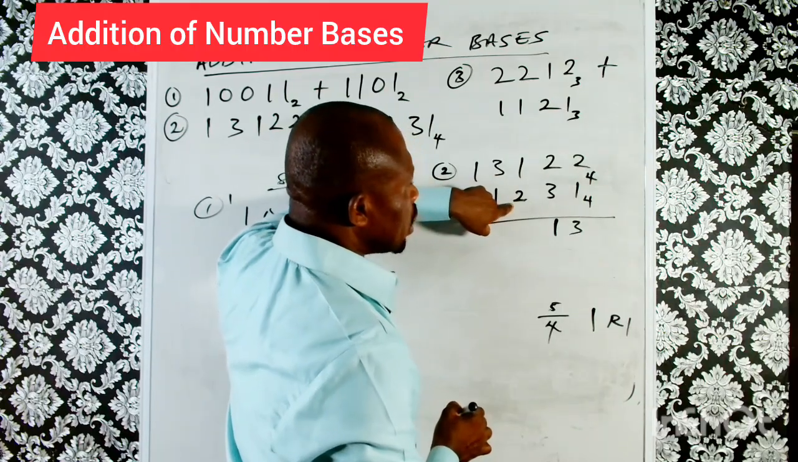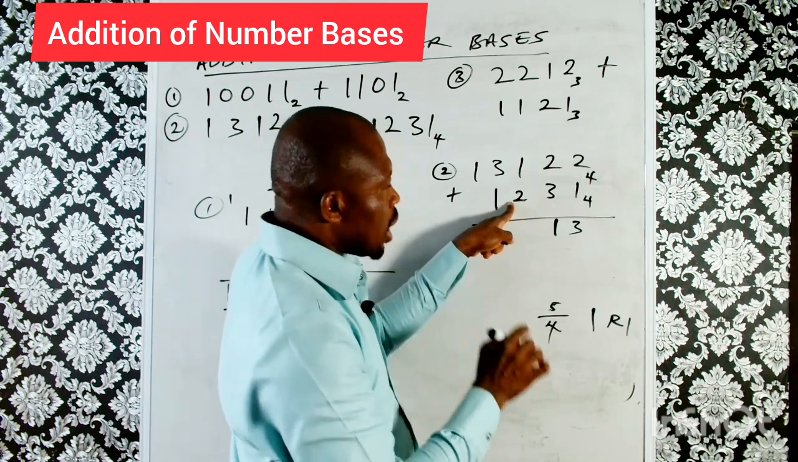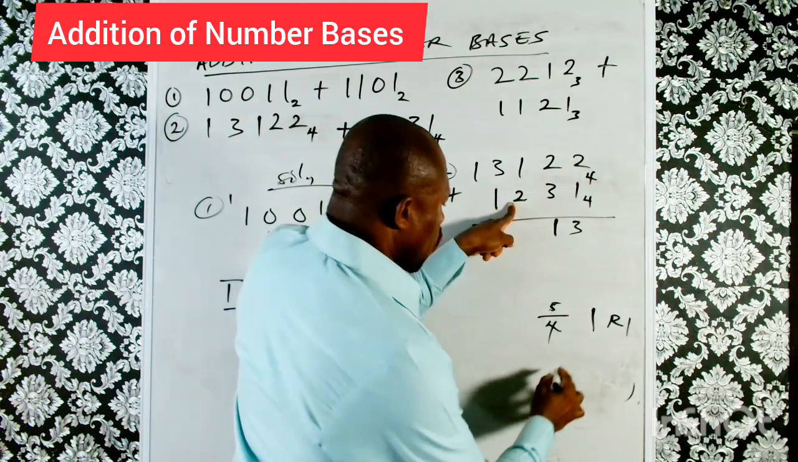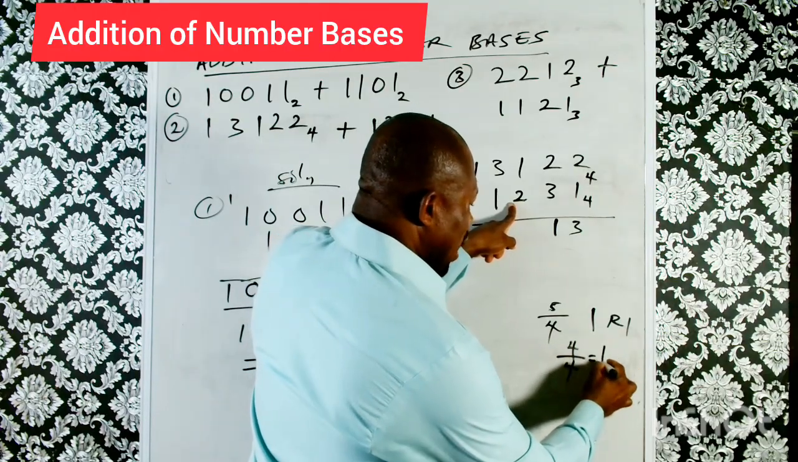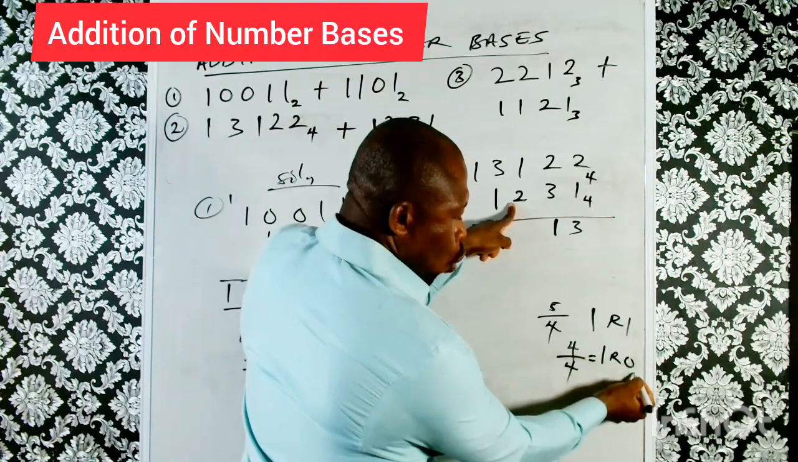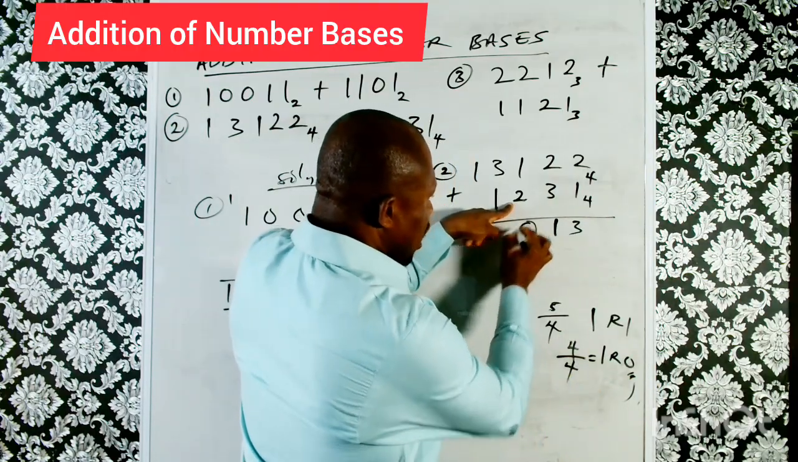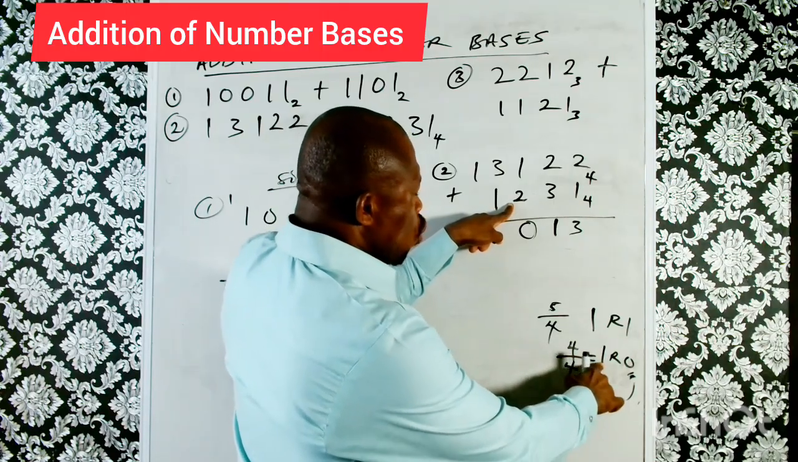2 plus 2 will give us 4. Now, this 4, we're operating with base 4. Since we're operating with base 4, we now have 4 over 4. And 4 over 4 is 1 remainder 0. We write our remainder and carry this 1 over. So our remainder is 0. Now, the one which is our answer, we move it to the next one.